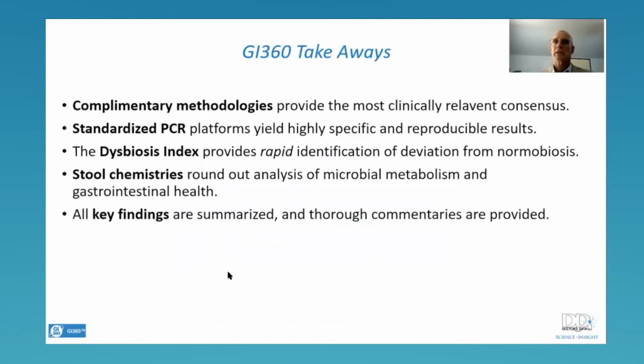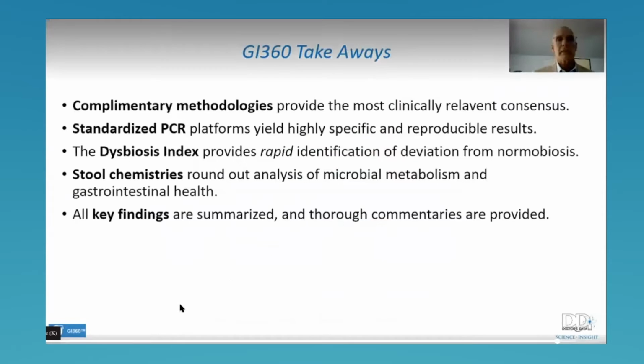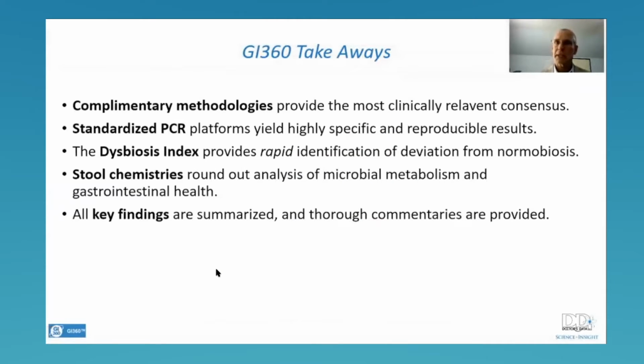So my takeaways are really quite simple. The complementary methodologies that we use provide the most clinically relevant consensus of your patient's gastrointestinal microbiota. Standardized PCR platforms yield highly specific and reproducible results. The dysbiosis index provides a rapid identification of deviation from normal biosis. Stool chemistries round out our analysis of microbial metabolism and gastrointestinal health. And all of the key findings are summarized and thorough commentaries are provided for all abnormal results.